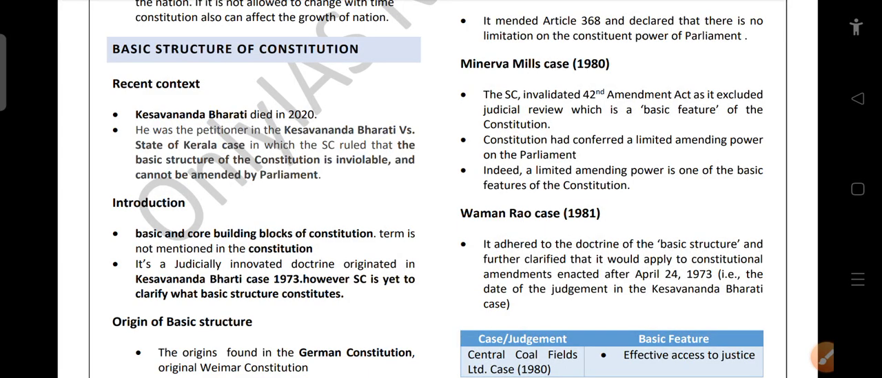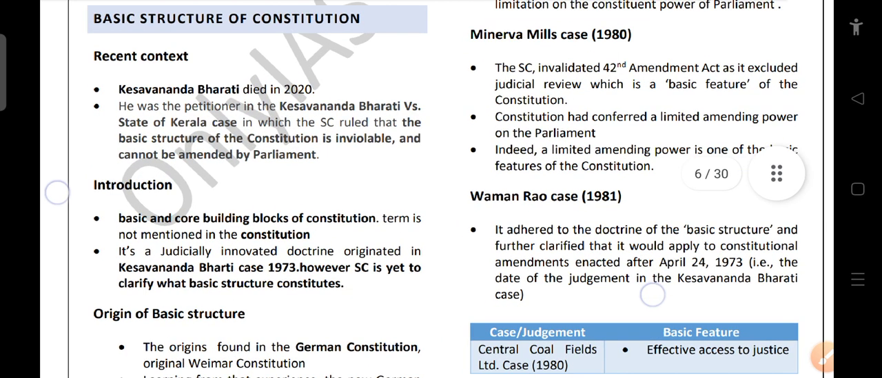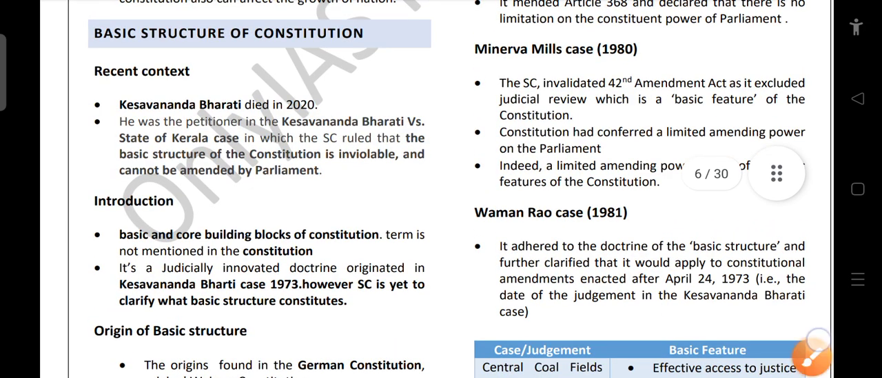Hey guys, today in our Mains perspective of our polity series, we'll be doing the basic structure of the Constitution.